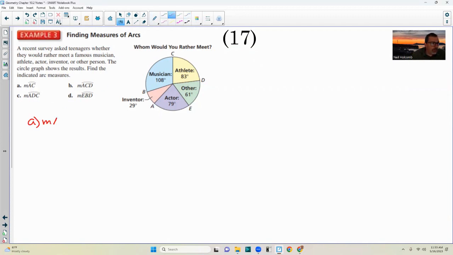the measure of arc AC equals, so I'm going to go to my diagram. Here is A, here is C. You want to go the shortest distance around, and that's here. It's less than 180 degrees because this way around is more than 180. So the measure of arc AC equals the measure of arc AB plus the measure of arc BC. Okay, so it's AB plus BC.